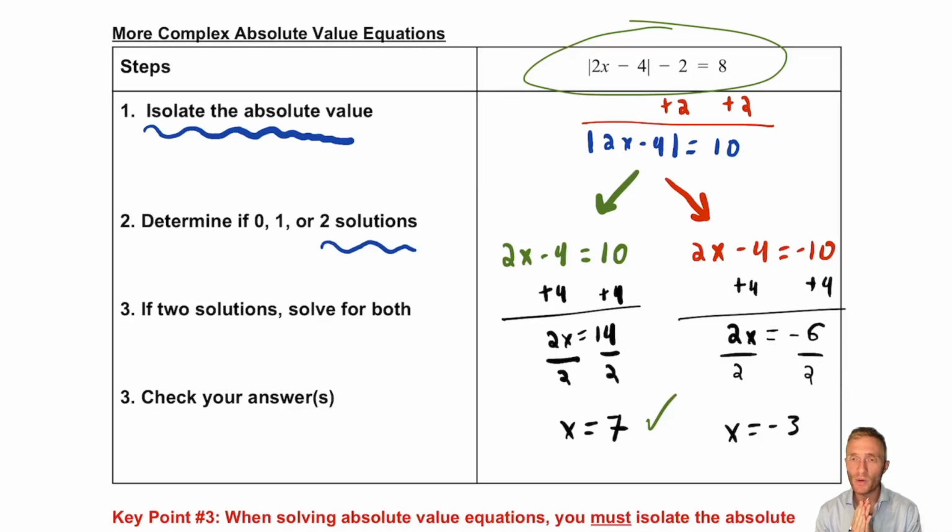Second, negative 3. Okay, 2 times negative 3 is negative 6. Negative 6 minus 4 is negative 10. Becomes positive 10 when you do the absolute value. Minus 2 is 8. Great, negative 3 works out. So that could be on pen and paper.